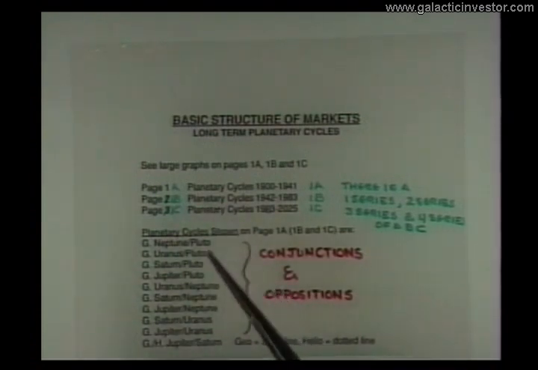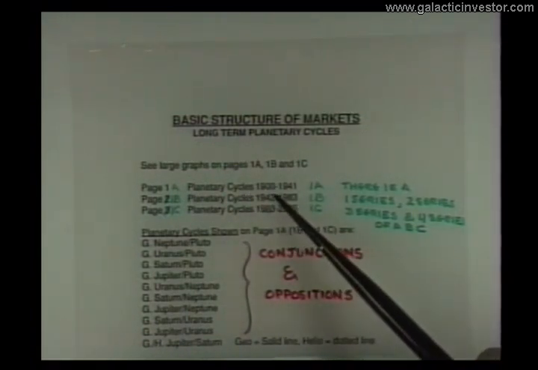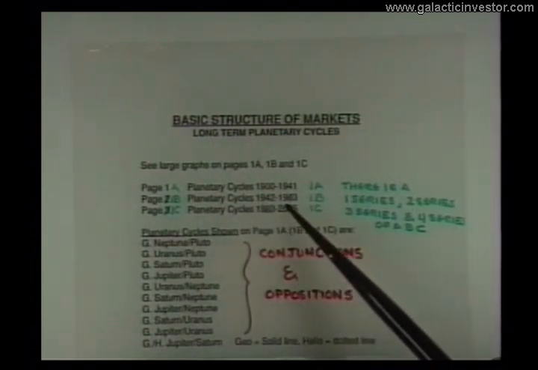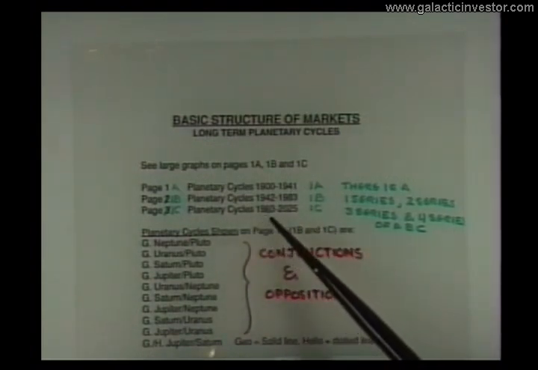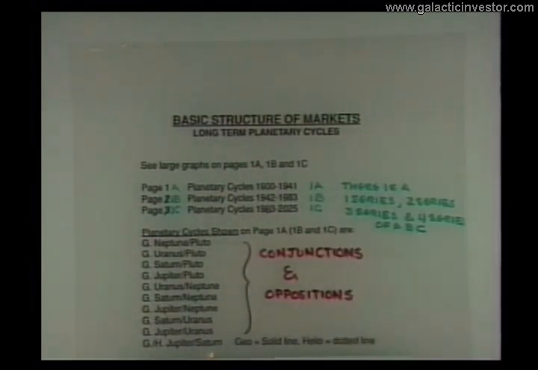So page 1A, which you don't need to look at right now, but I'll go into it more as we go on, but just let me cover it and tell you what it's about. It has planetary cycles from 1900 to 1941. 1B has from 1942 to 83, and C has 1983 to 2025. So you have plenty of time here and plenty of charts to work with, cycles, tops and bottoms for markets coming up.